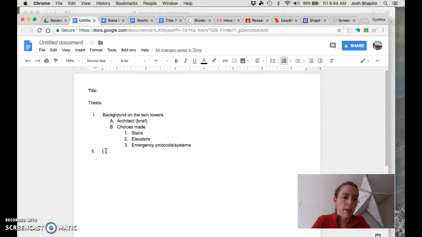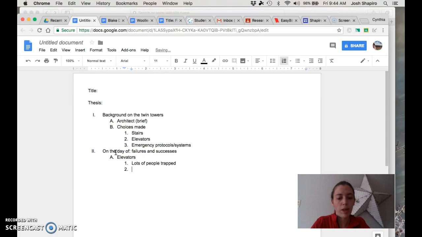Let's imagine, for yours, again, background on the Twin Towers. Then I might want to do something on the day of. Something like failures and successes. Okay? So I might talk about the fact that elevators. I remember in the book it was talking about the elevators where you had lots of people trapped. You also had some issues with just, it seemed like there were different landings and levels and whatever. So you'll decide, okay, what else do you need to say here?